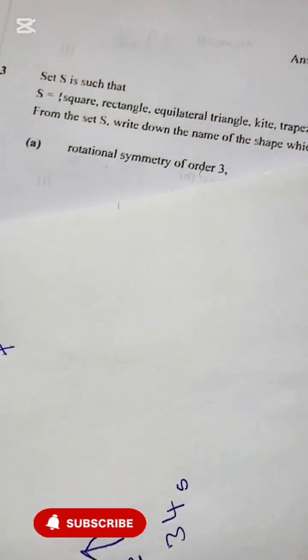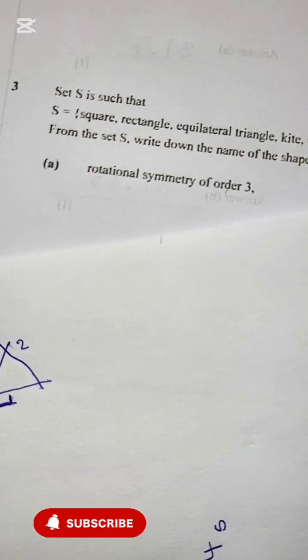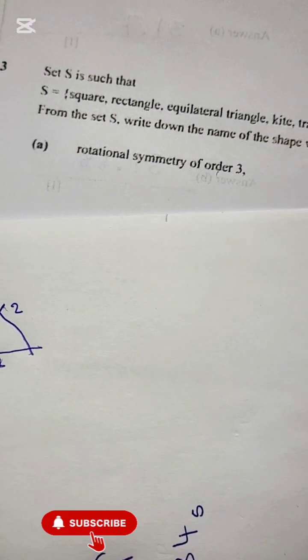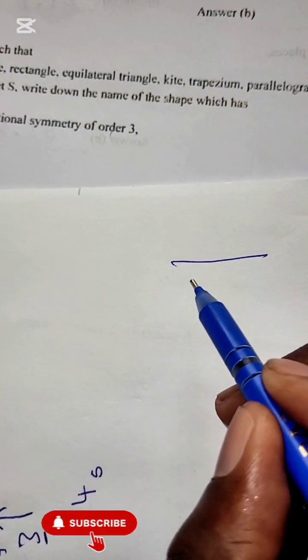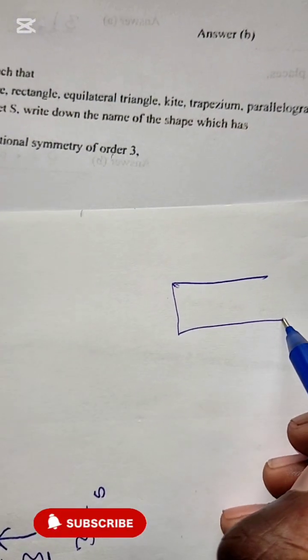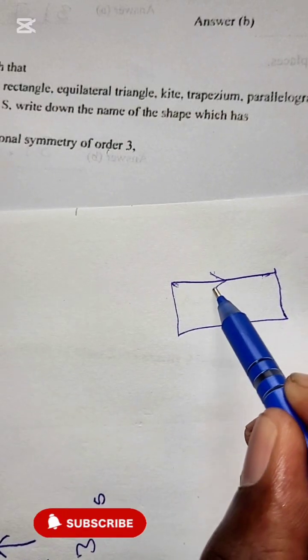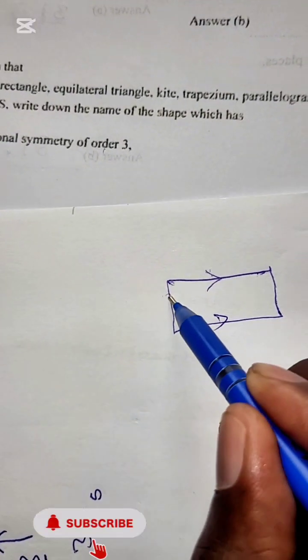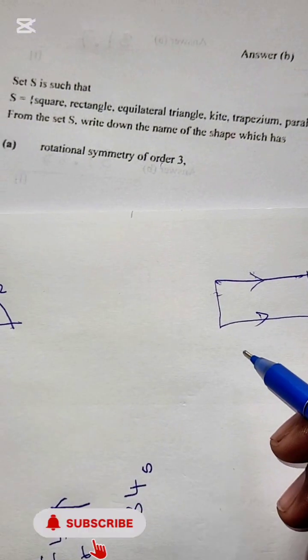Okay. Then the other one, rotational symmetry of order 2 and exactly 2 lines of symmetry. Right. So from our sets here, a square has 4 rotational symmetry and 4 lines of symmetry. A rectangle, right? A rectangle is like this. This side and this side are equal, and this side and this side are also equal, two opposite angles which are equal.